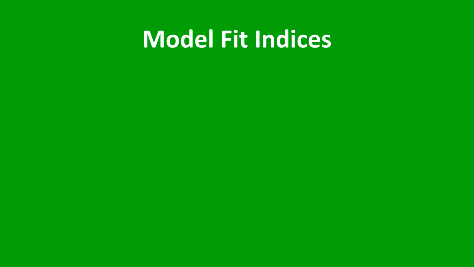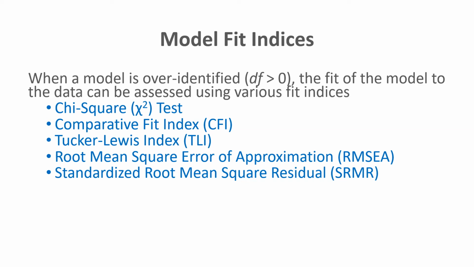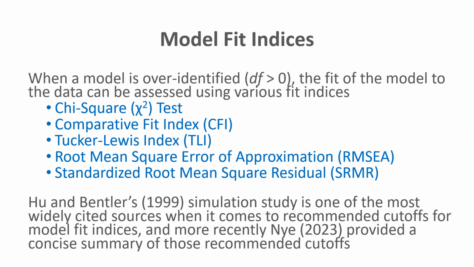So let's now shift gears and talk about those model fit indices that I've alluded to previously. When a model is over-identified, where again the degrees of freedom for the model are greater than 0, the fit of the model to the data can be assessed using various fit indices, which we're going to go over. The 5 that we're going to focus on are the chi-square test, the comparative fit index, which is CFI, the Tucker-Lewis index, which is TLI, the root mean square error of approximation, which is RMSEA, and finally the standardized root mean square residual, or SRMR. Now, Hu and Bentler's 1999 simulation study is one of the most widely cited sources when it comes to recommended cutoffs for model fit indices.